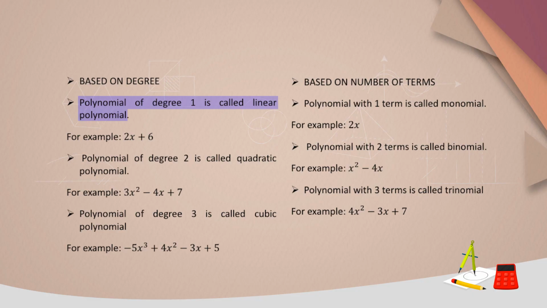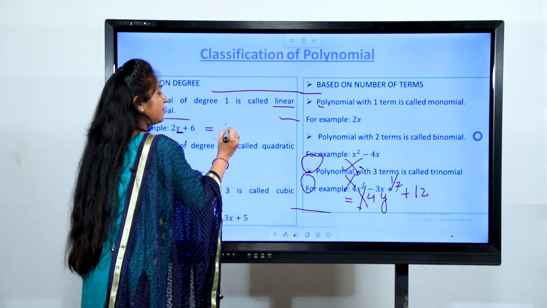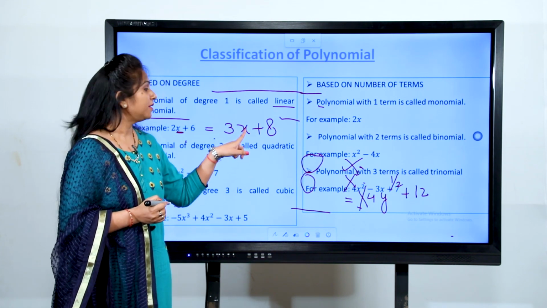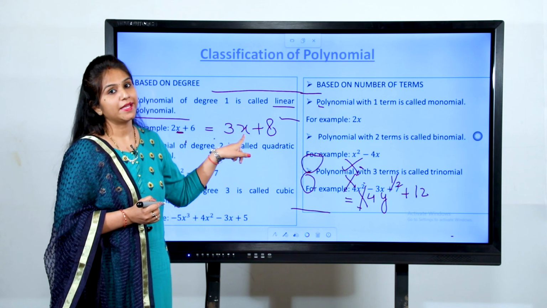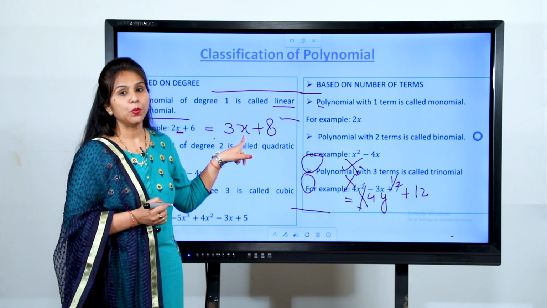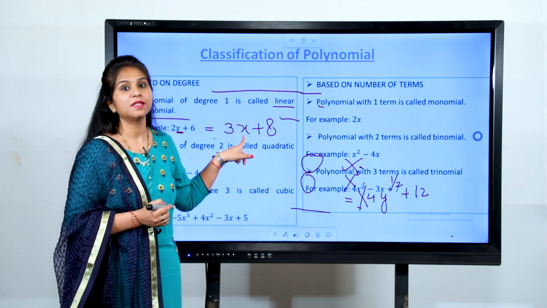Children, if the degree of the polynomial is 1, I am repeating, if the degree of the polynomial is 1, then it is said to be a linear polynomial. For example, 2x plus 6. Here you can see the power of the variable x is 1, so this is an example of a linear polynomial. Similarly, 3x plus 8: again the degree of x is 1, so this is also a linear polynomial. So a linear polynomial is a polynomial where the degree is 1.